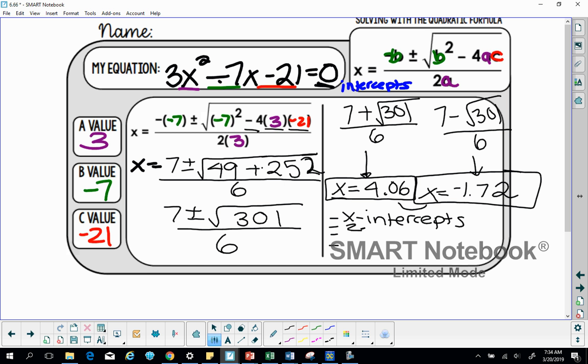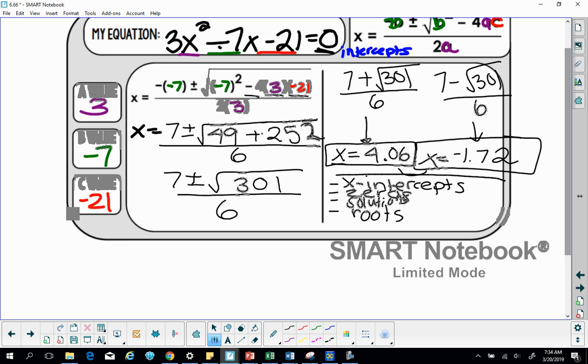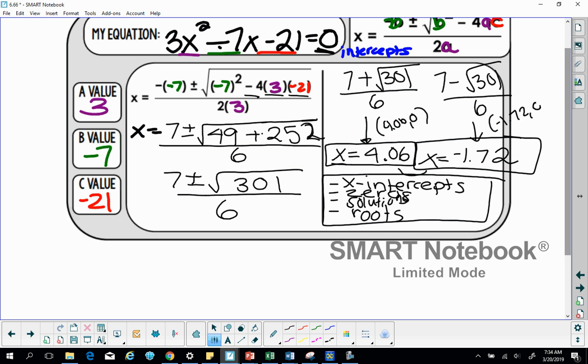Zeros. Who else has another word for them? Solutions. There's one more. Who can get the last one for Brandon? Brandon. Roots. Beautiful. So all those words mean the same thing. They all mean your x-intercepts. So those two, 4.06, comma 0, and negative 1.72, comma 0, are your x-intercepts. Does that make sense? So we would use this usually if you type it into a table and it doesn't show up, that means that it's a decimal and you have to put it in the test.